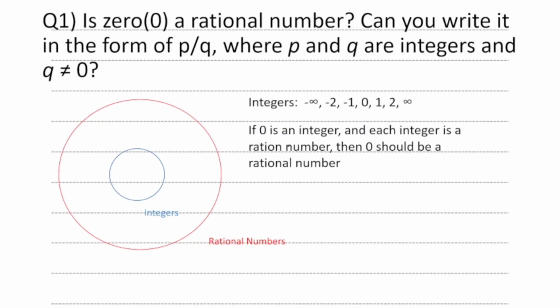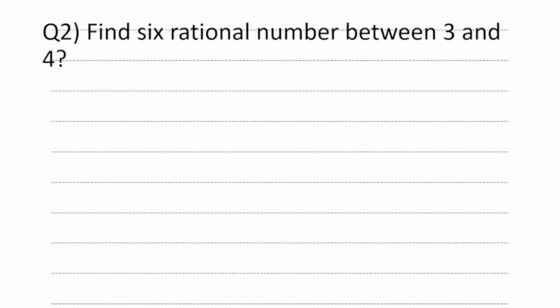The second part of the question is: can you write it in the form p by q, where p and q are integers and q is not equal to 0? So yes, 0 can be written in the form p by q as 0/1, 0/2, 0/3, etc. Moving on to the next question, find 6 rational numbers between 3 and 4.